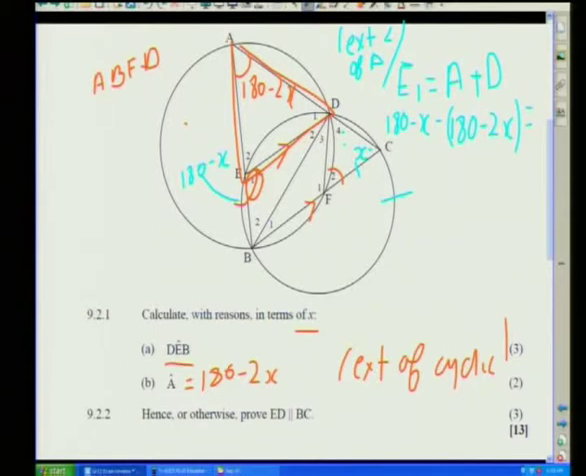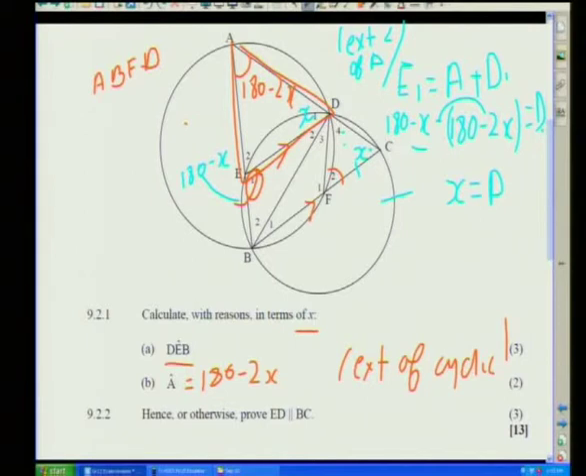All right, and that will give me the value for D. So I'm going to get 180 minus 180. They would cancel out, and I'm going to get minus x plus 2x. 2x minus x is equal to x. So therefore D1 is equal to x.